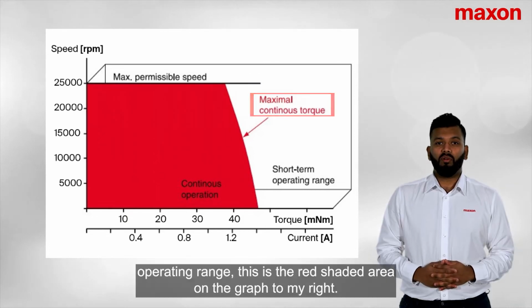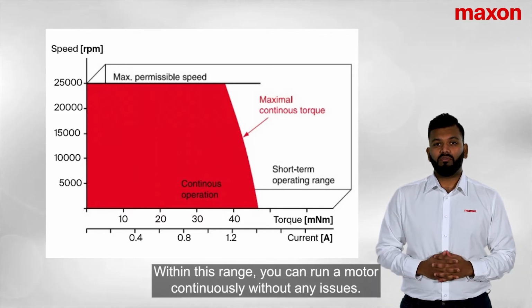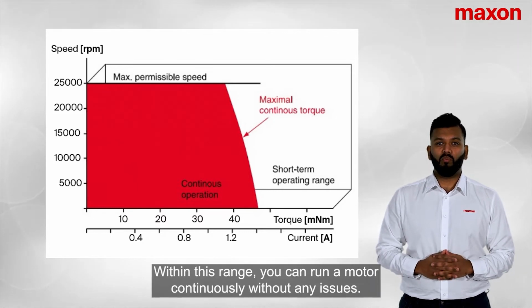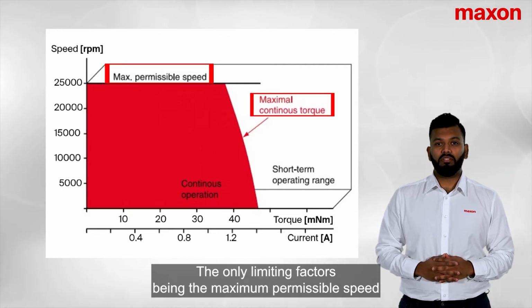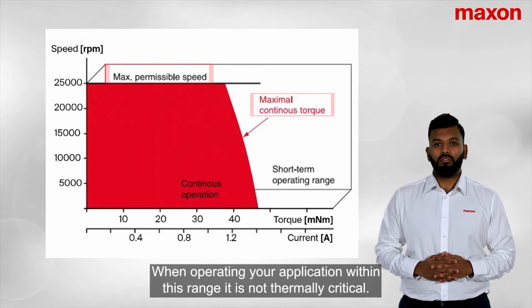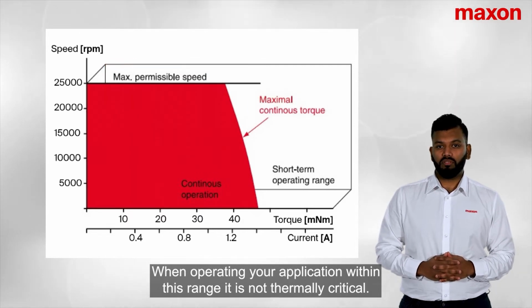So if we look at the permanent operating range, this is the red shaded area on the graph to my right. Within this range, you can run a motor continuously without any issues. The only limiting factors being the maximum permissible speed and the maximum continuous torque. When operating your application within this range, it is not thermally critical.